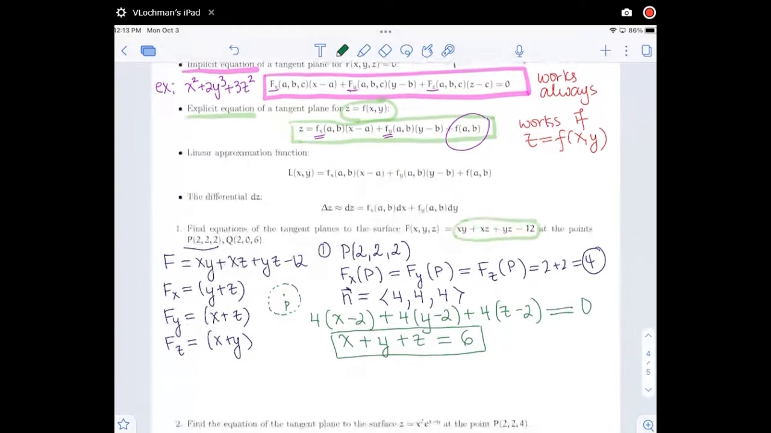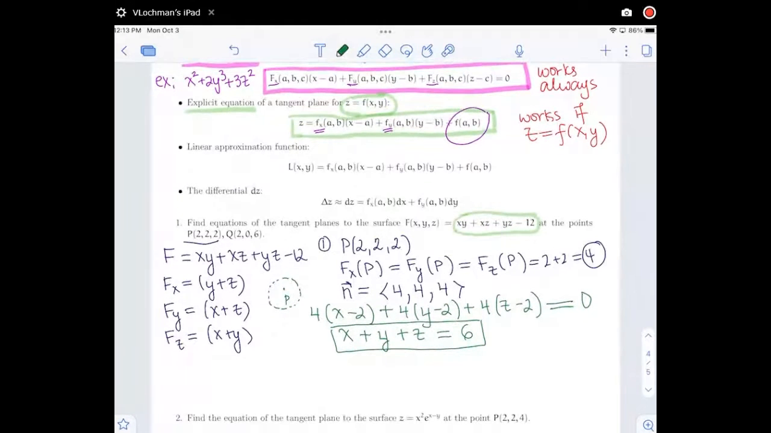Okay, so that's your plane to the point P. Let's go ahead and do plane to the point Q. This one is with different coordinates. So different point, different plane, right? Okay, so first I'm going to evaluate my derivatives. Now they're going to be different.